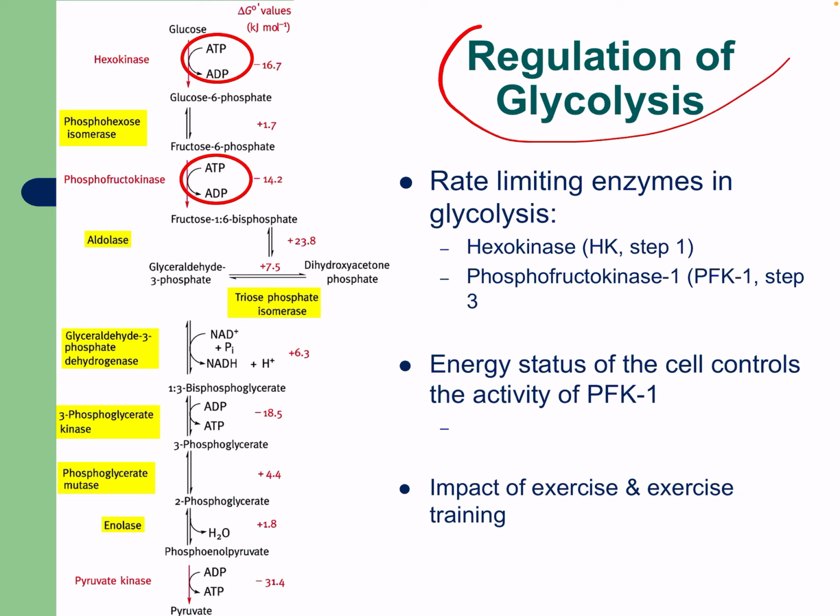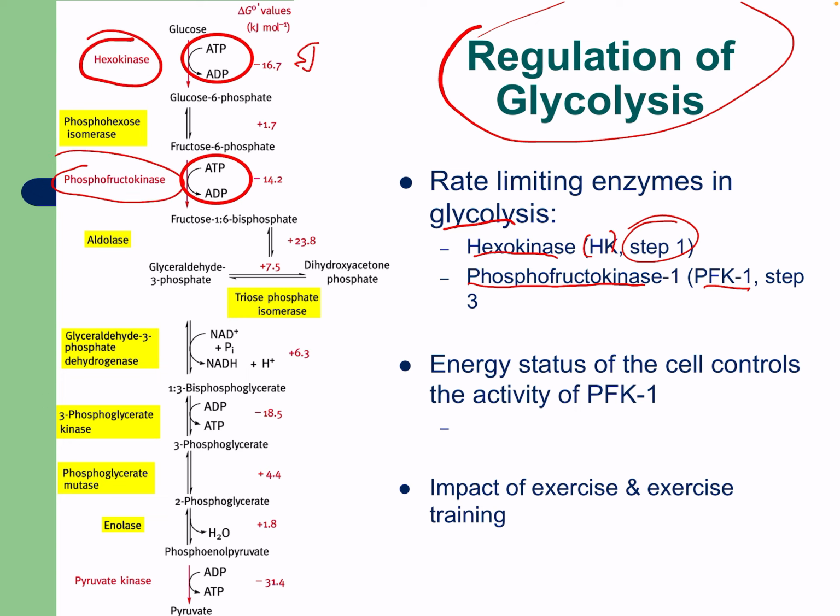So the regulation of glycolysis. There are certain rate-limiting enzymes in glycolysis. These include hexokinase, also known as HK, which is step 1, and phosphofructokinase, or PFK1, in step 3. So here we have phosphofructokinase and our hexokinase, step 1 and step 3. The energy status of the cell controls the activity of phosphofructokinase 1.